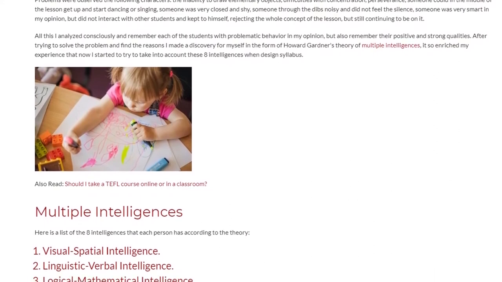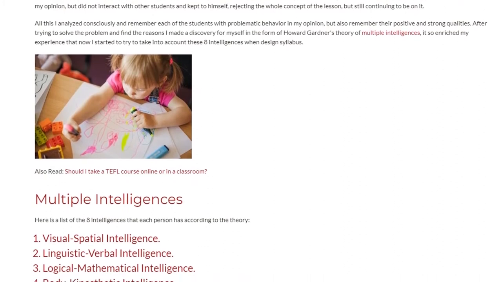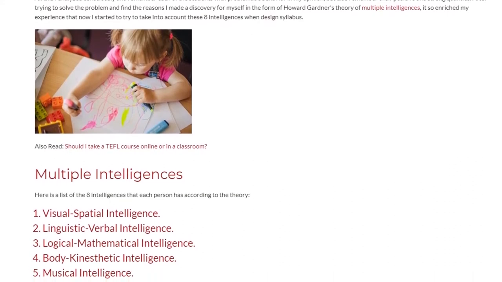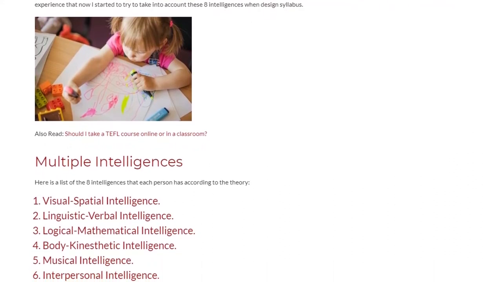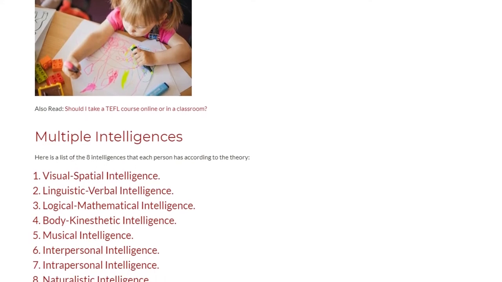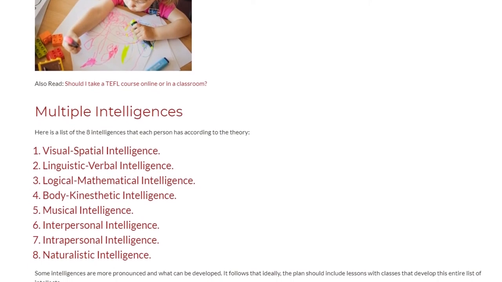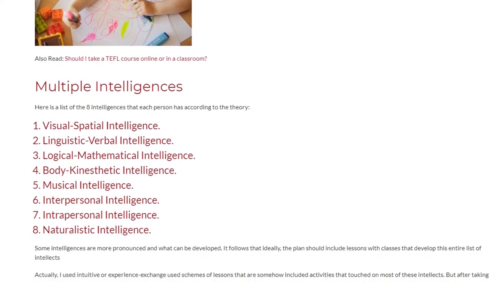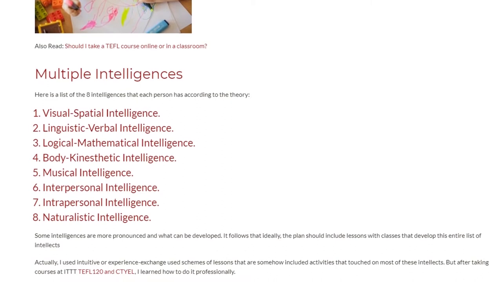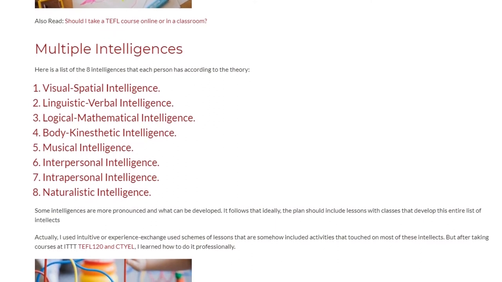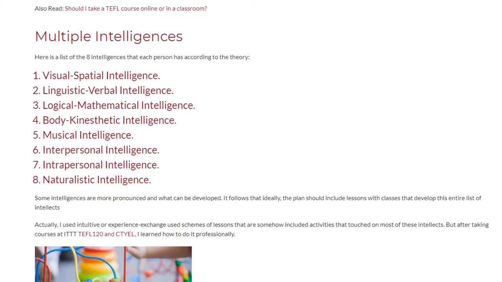It so enriched my experience that now I try to take into account these 8 intelligences when designing a syllabus. Multiple intelligences. Here is a list of the 8 intelligences that each person has according to the theory. 1. Visual spatial intelligence. 2. Linguistic verbal intelligence. 3. Logical mathematical intelligence. 4. Body kinesthetic intelligence. 5. Musical intelligence. 6. Interpersonal intelligence. 7. Intrapersonal intelligence. 8. Naturalistic intelligence.